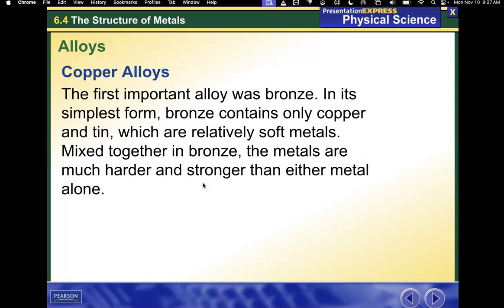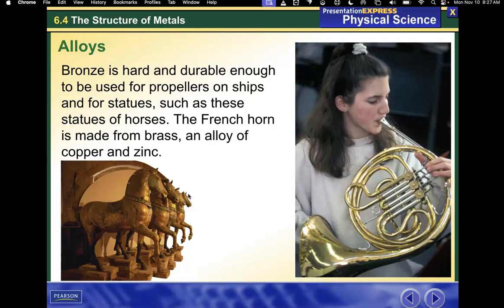Copper alloys. The first important alloy was bronze. In its simplest form, bronze contains only copper and tin, which are relatively soft metals. Mixed together in bronze, the metals are much harder and stronger than either metal alone. Bronze is hard and durable enough to be used for propellers on ships and for statues such as these statues of horses. The French horn is made of brass, an alloy of copper and zinc.